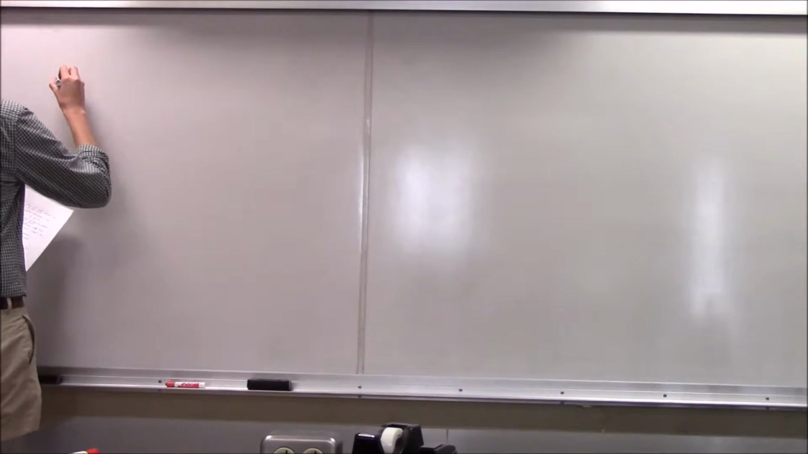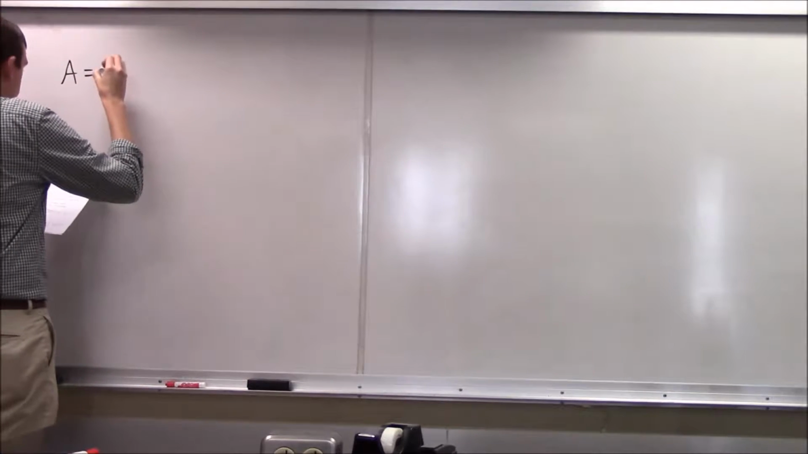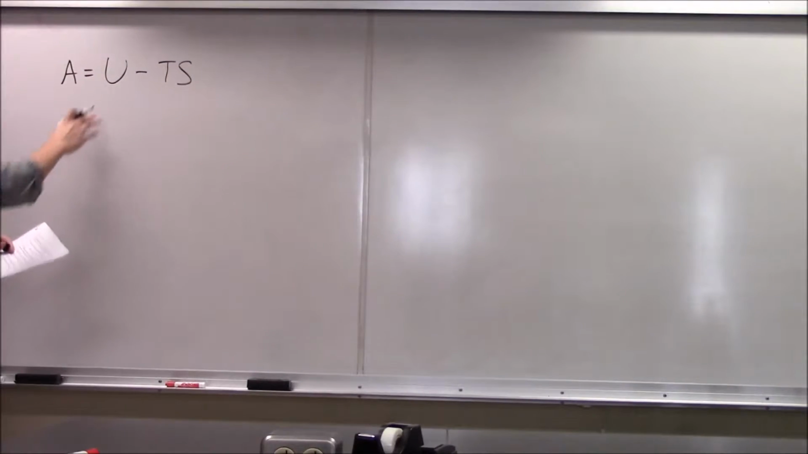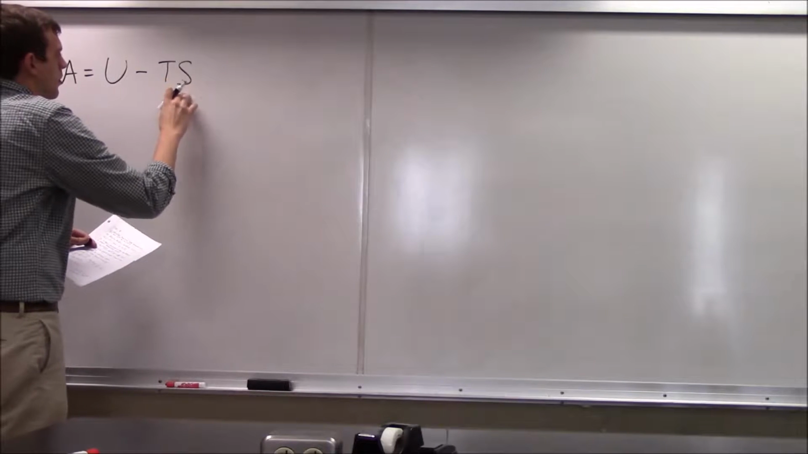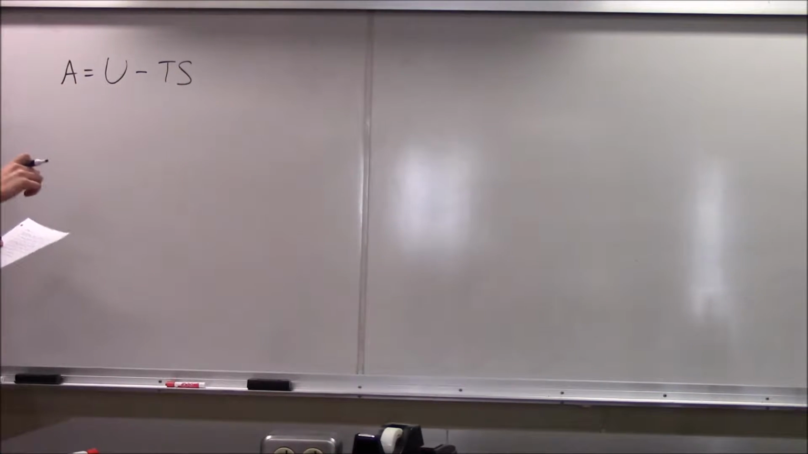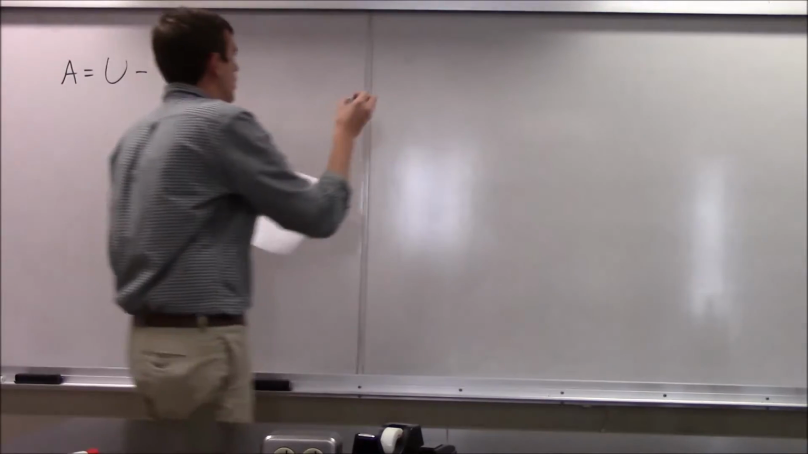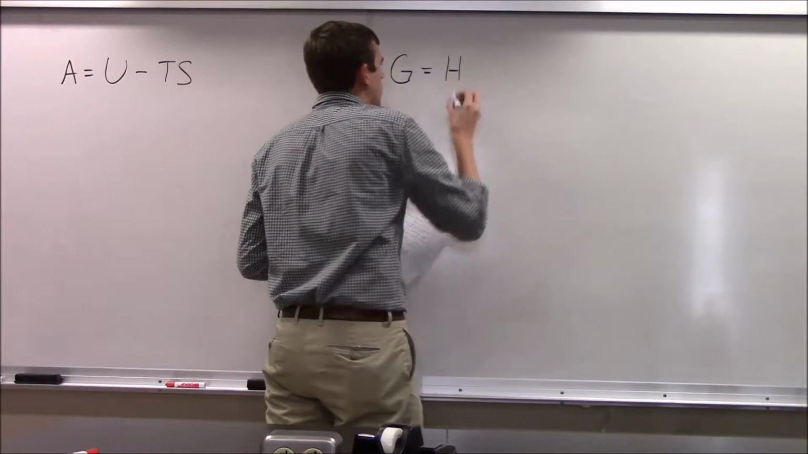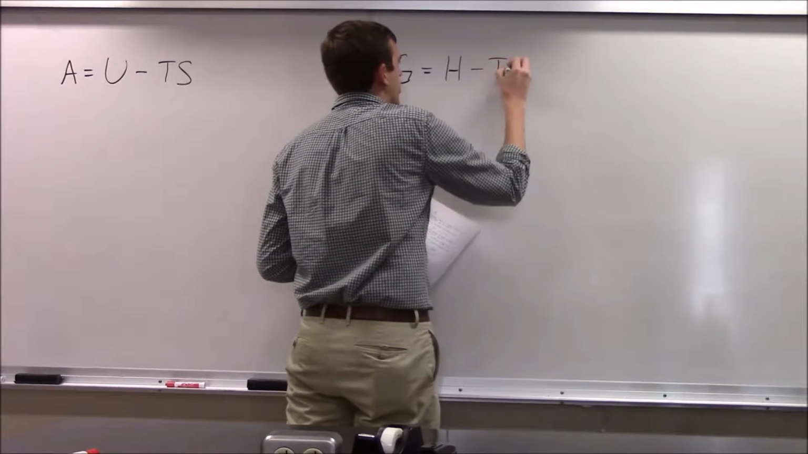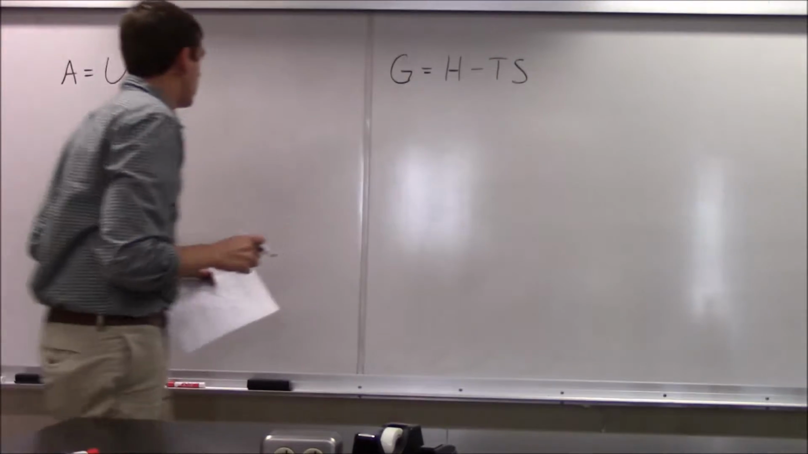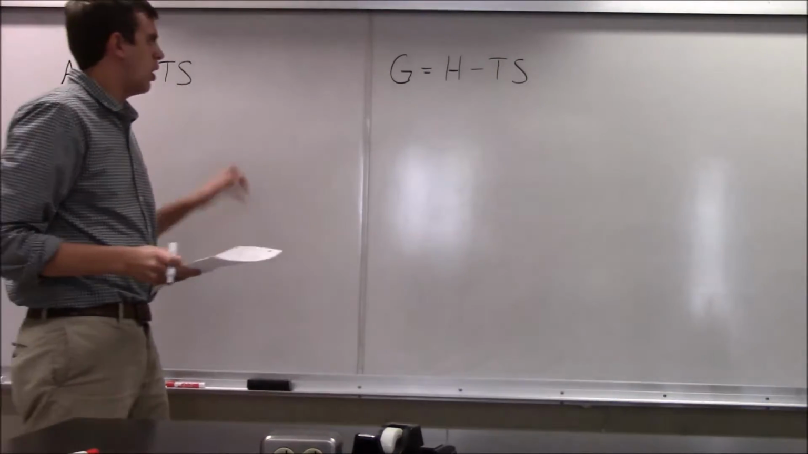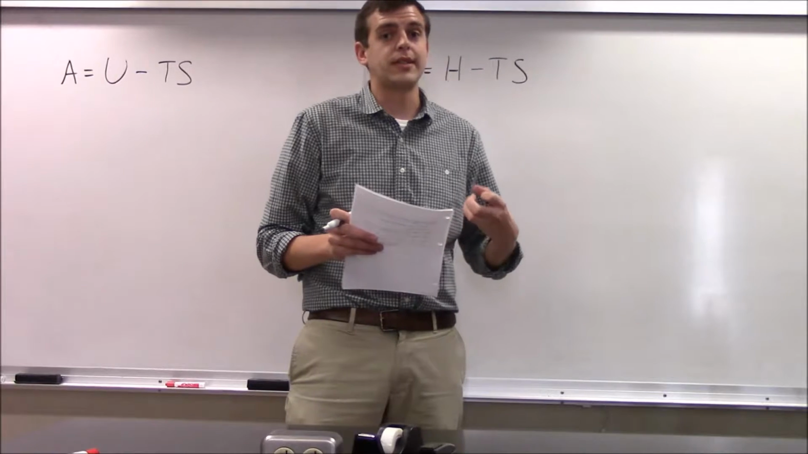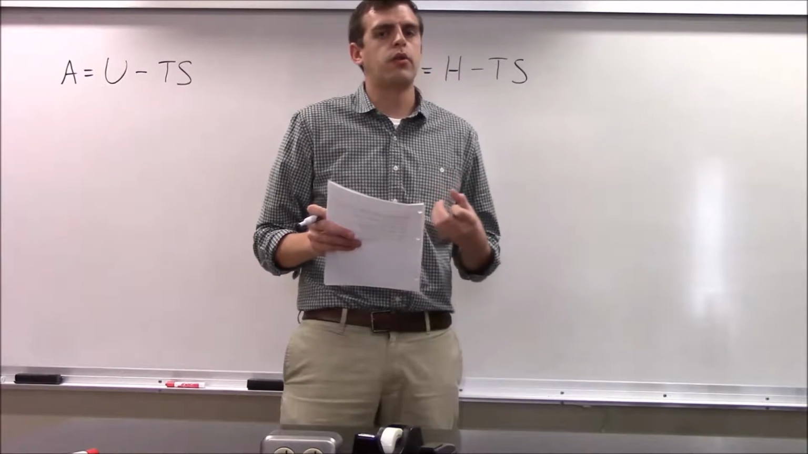So the following equations are always true. You always have this equation for Helmholtz free energy, where it's the internal energy minus the temperature times the entropy of the system. And you always will have this equation for Gibbs free energy, where it's the enthalpy minus the temperature times the entropy of the system. Now I'm going to talk about special cases of both these equations and how those are useful for us in trying to figure out what's going on in our system.